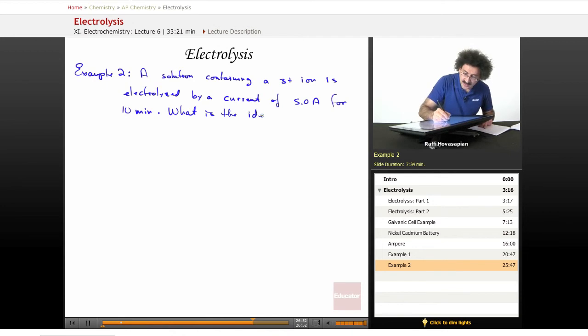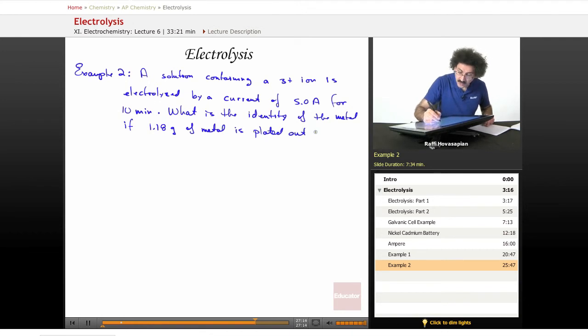What is the identity of the metal if 1.18 grams of metal is plated out during this time interval?